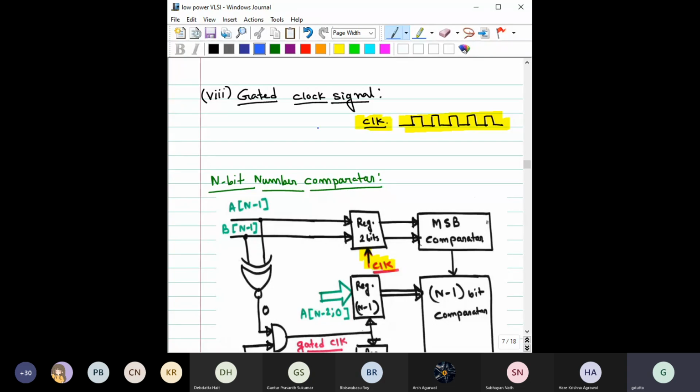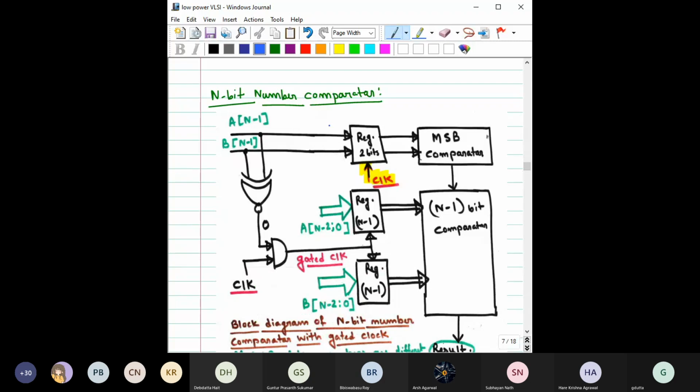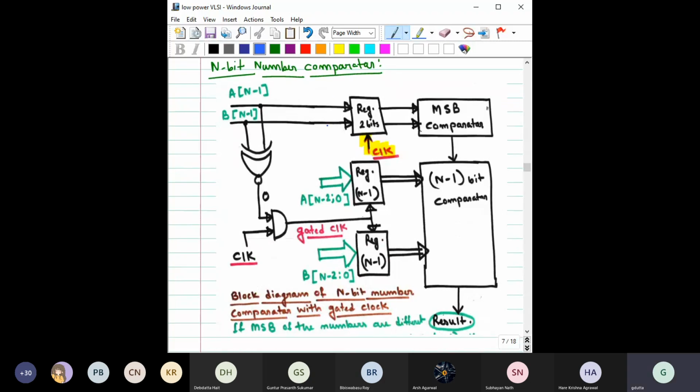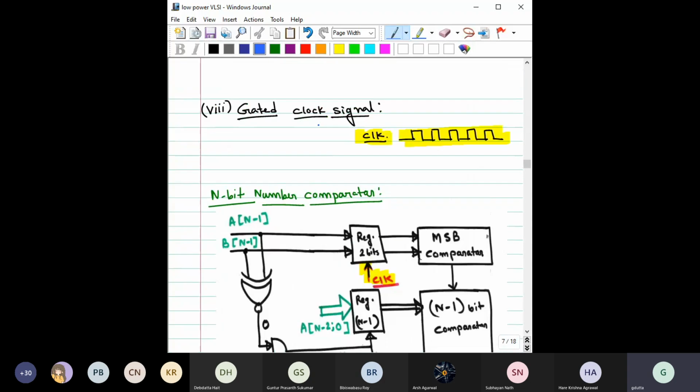So what do I mean by this gated clock signal? Suppose you have different blocks in a design. Suppose this is one of the blocks, which should be operating at all moments, right? So you have to feed the clock all the time here, because you want the output from this block all the time.